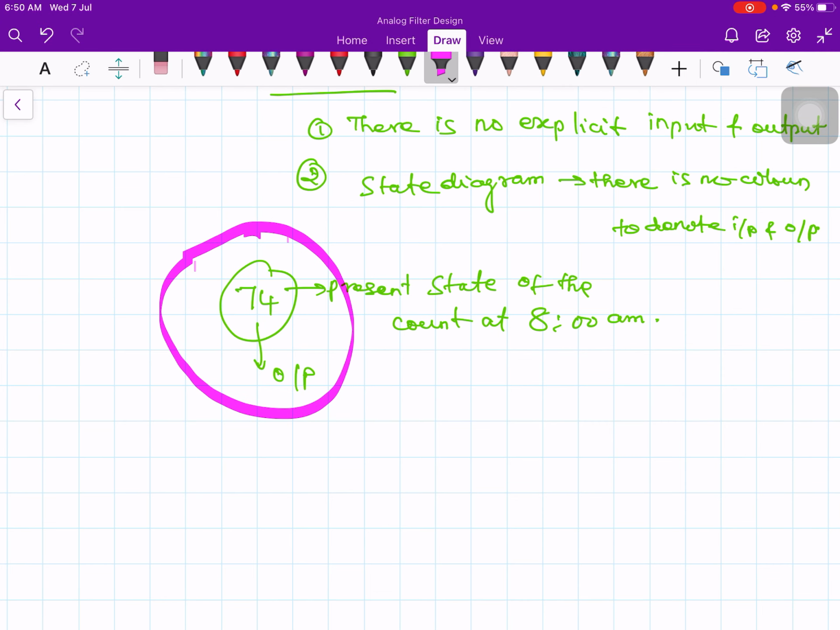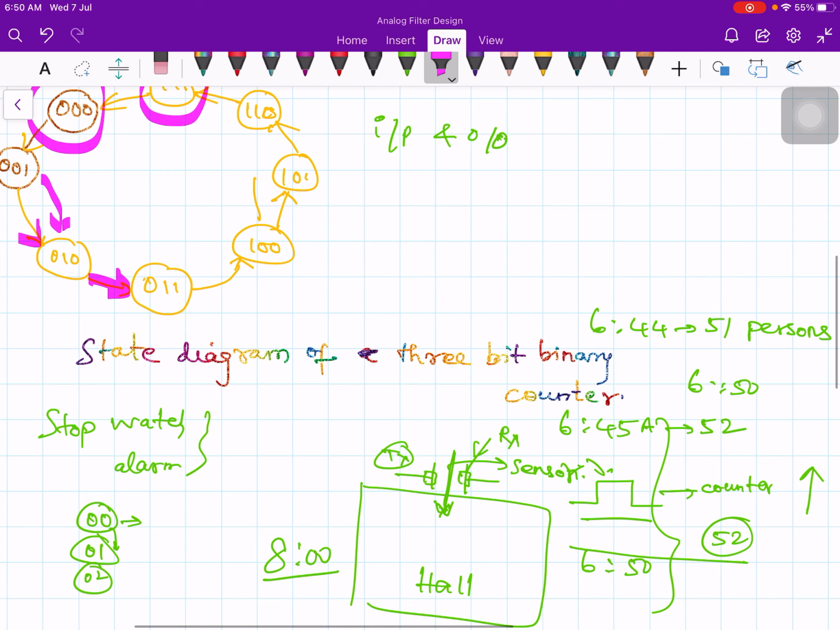So if you look at the diagram, let's say I am at this state 0, 1, 1, okay, 3. The next state is 4, right? So the next state of a counter depends entirely on its present state, and the state transition occurs every time the clock goes through a transition. As soon as you apply the clock, there will be a state transition from the present state to the next state.